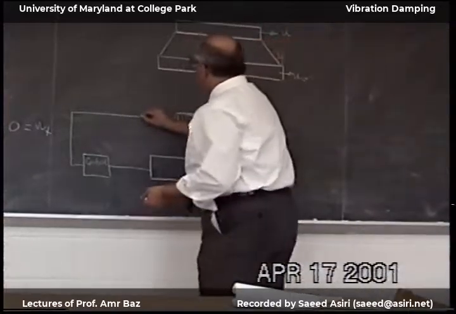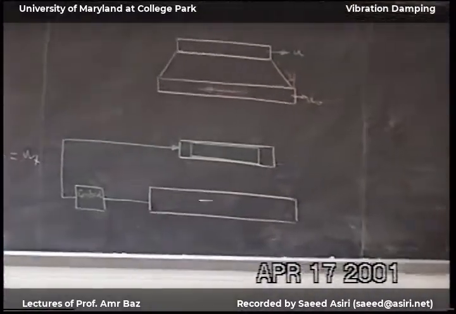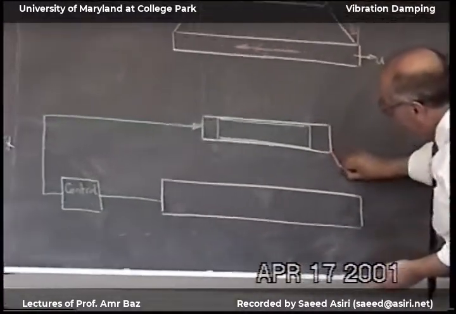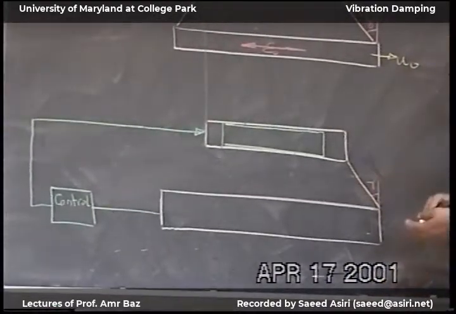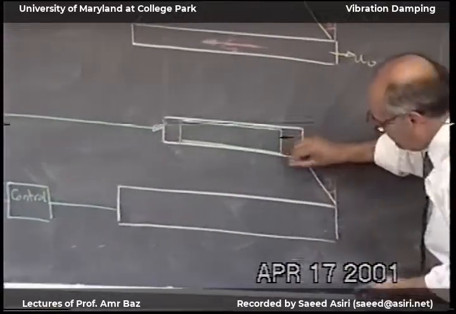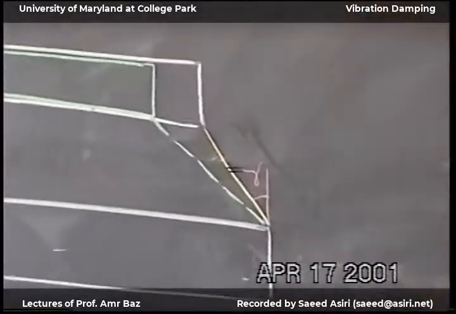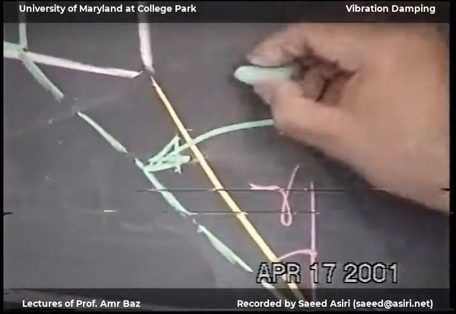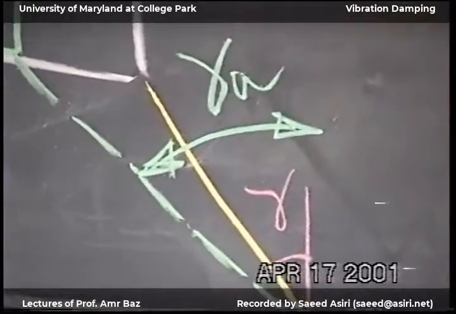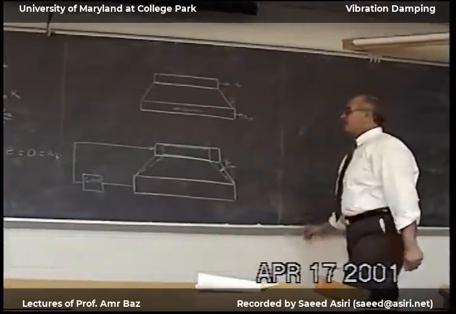This is by feeding the signal back to the piezo. The result is, instead of shear angle this much, I'm going to increase the shear angle to this much. So the yellow line is the passive case.